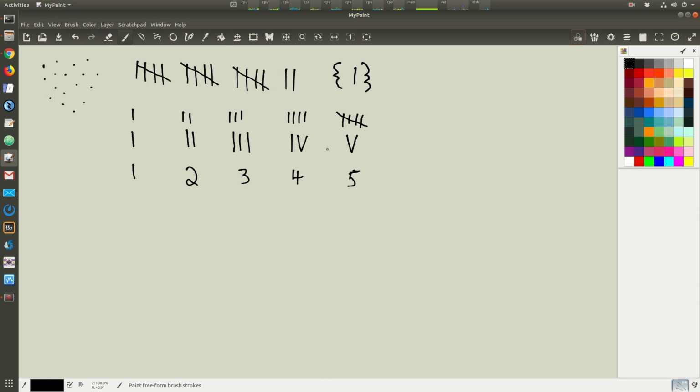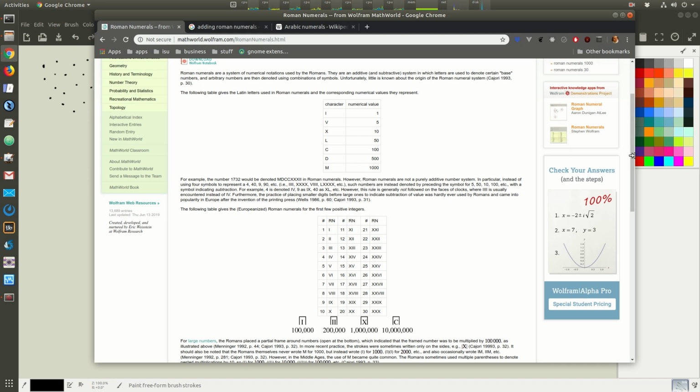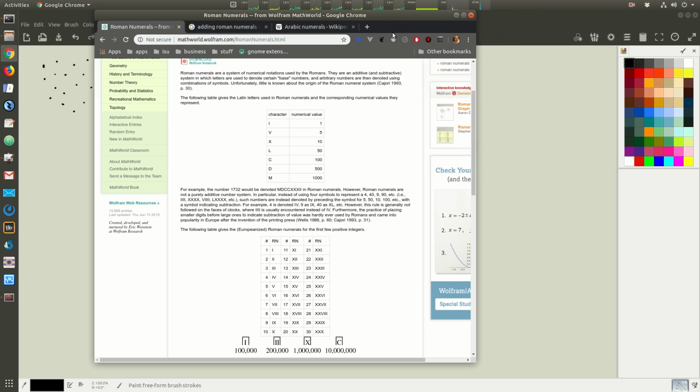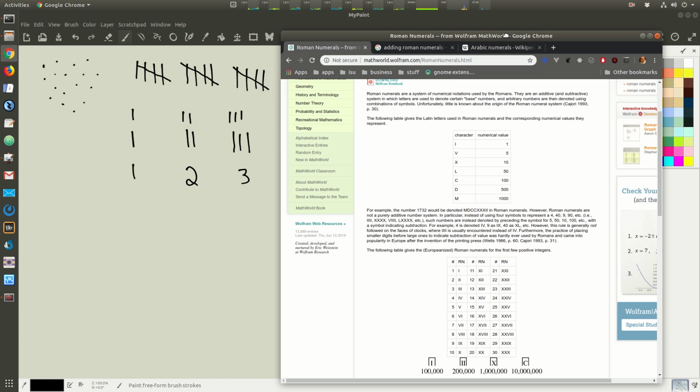Roman numerals were good because they gave us a concept of large numbers. If we look at this chart, we have the Roman numerals. The character I represents the value of 1, and you can add those together. Then V represents the value of 5, X represents the value of 10, L is 50, C is 100, D is 500.